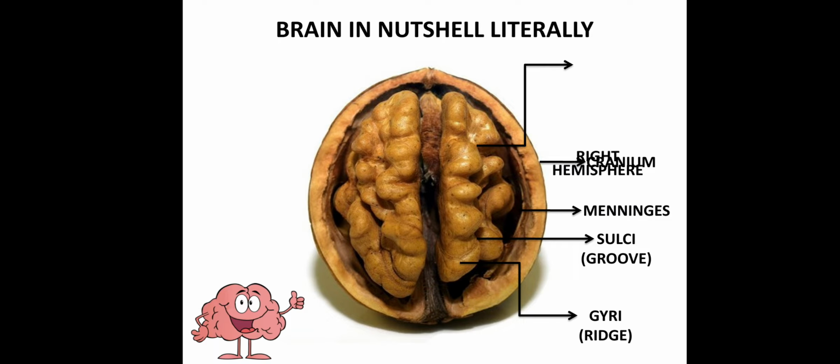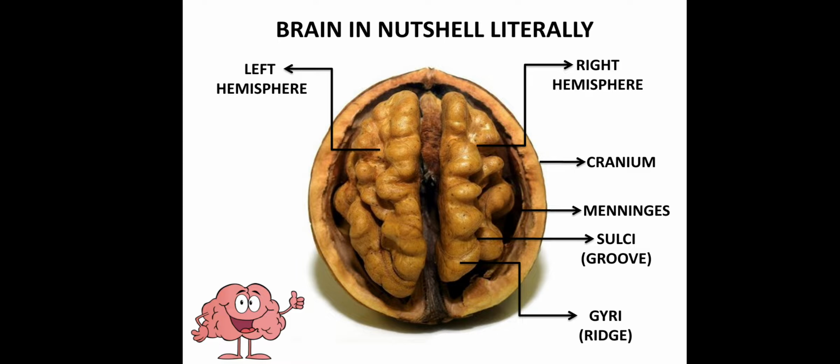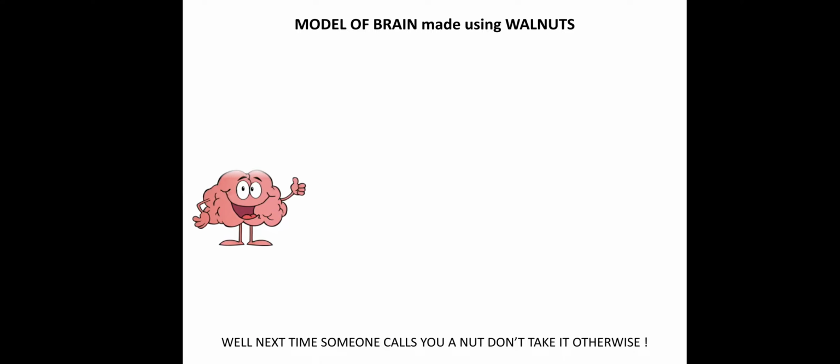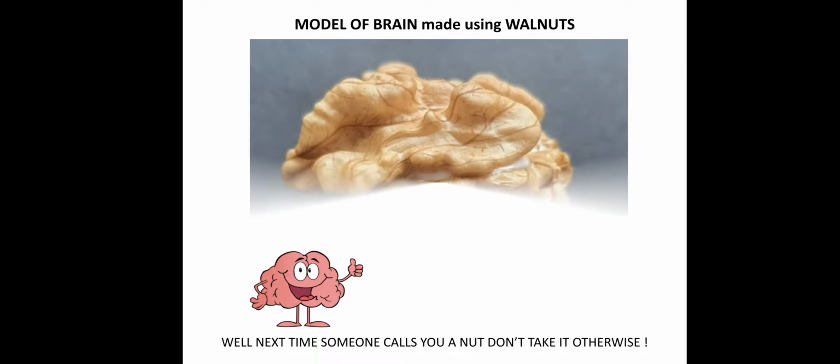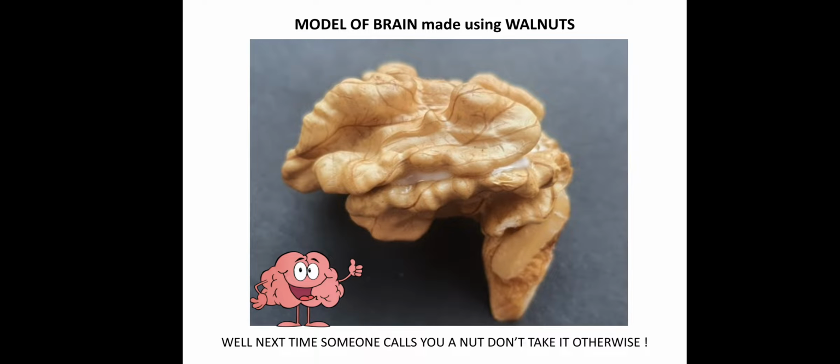Even our brain has a right hemisphere and a left hemisphere, just like seen in the walnut. And there is a big longitudinal fissure which is seen here and in our brain as well. So out of curiosity, I made a model using walnuts. This must be the smallest brain model I've made. Well, next time someone calls you a nut, don't take it otherwise.